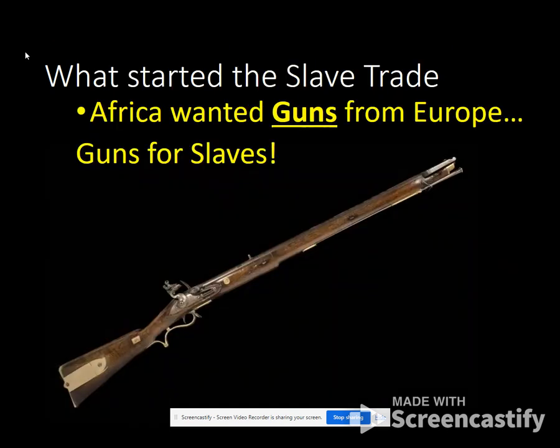So what started the slave trade? Africa wanted guns from Europe, and that's what started the slave trade. Africa didn't really have the ability to make their own weapons, and Europe did. And so Africa asked Europe, saying, hey, we need weapons if we're going to send slaves to the New World.